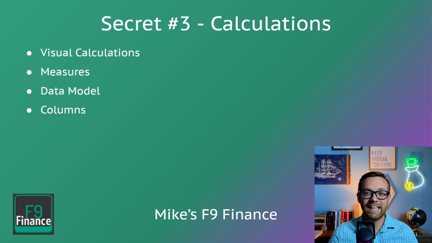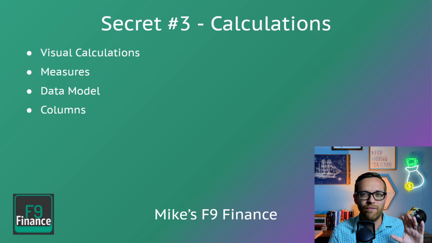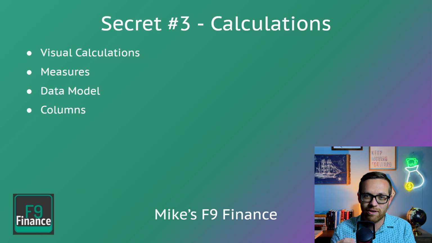Secret number 3, calculations. Do your calculations as close to the visual as possible. This means that you only have to do calculations for exactly what a user is looking at, not on the entire data set. In order of speed, the fastest calculations are visual calculations done right in a chart. This is a great use for things like variance analysis, variance percents. Do them in the chart, and it doesn't have to calculate this across the data set. It just has to calculate what's literally in the chart.